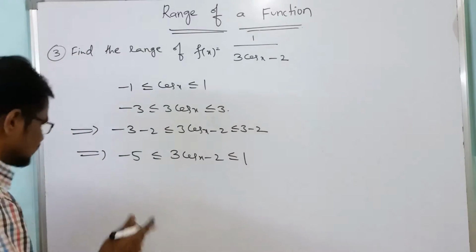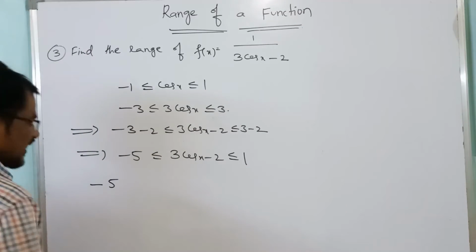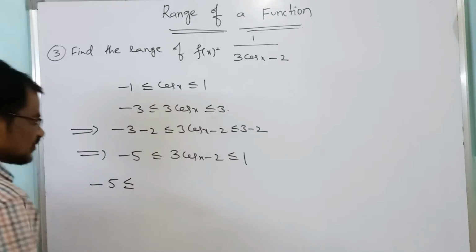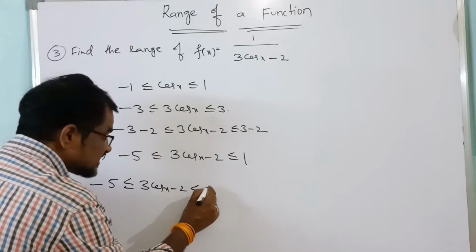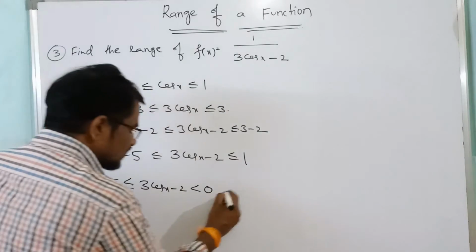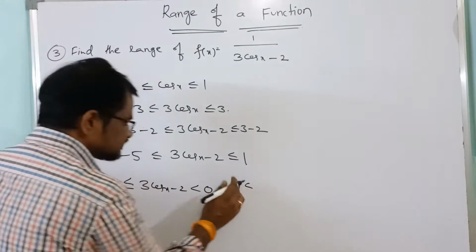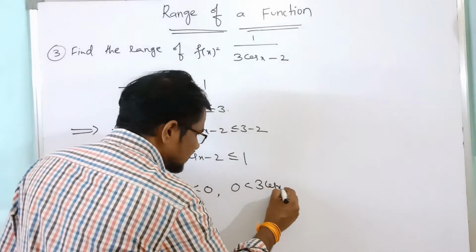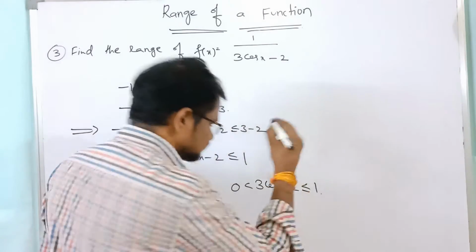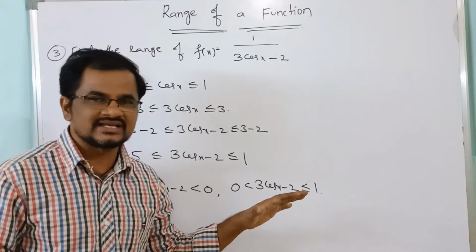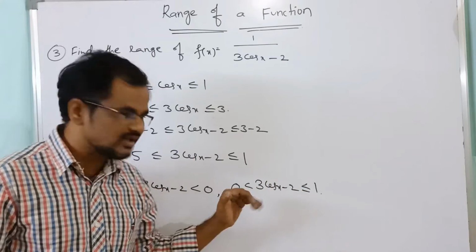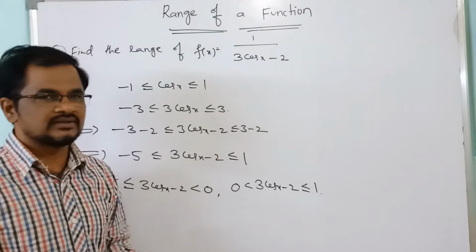So for this, you have to write like this. Minus 5 less than or equal to 3 cos x minus 2 less than 0. Next, 0 less than 3 cos x minus 2 less than or equal to 1. So at 0 only, 1 by that does not exist. We would be getting 1 by 0. So that's why we have to avoid that 0 value.